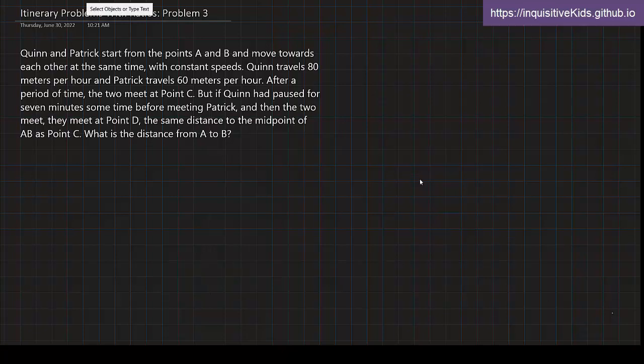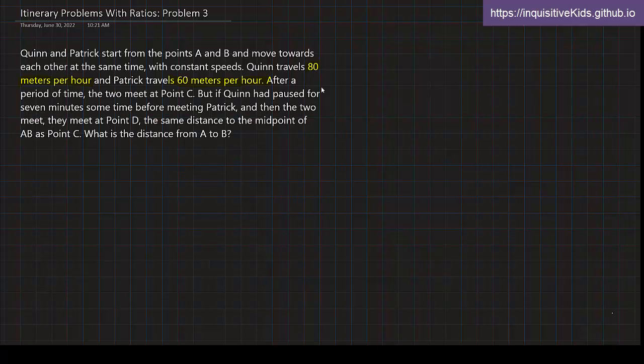Problem 3. Quinn and Patrick start from the points A and B and move towards each other at the same time, with constant speeds. Quinn travels 80 meters per hour, and Patrick travels 60 meters per hour. So we can highlight those two values, 80 meters per hour and 60 meters per hour. Their speeds are given. After a period of time, the two meet at point C.